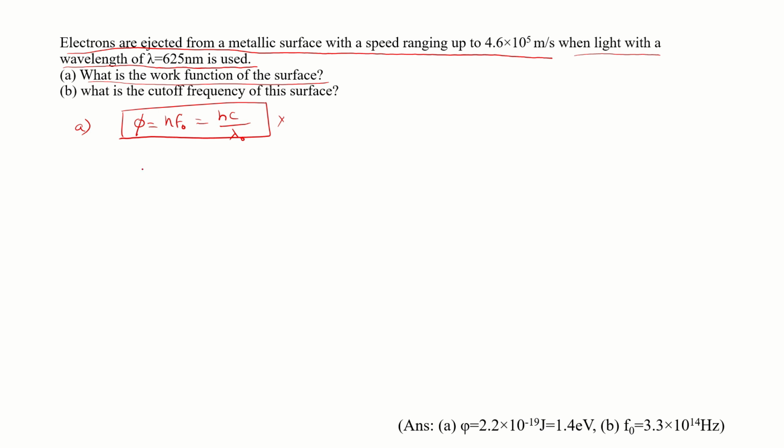photoelectric equation, that is the energy of the photon equal to the work function of the metal plus the kinetic energy of the electron. Remember, this is the energy of the photon, this is the work function of the metal, and this is the kinetic energy of the photoelectron. So from this we can write the work function equal to E minus kinetic energy. The energy of the photon is hf, and the kinetic energy is half mv square.